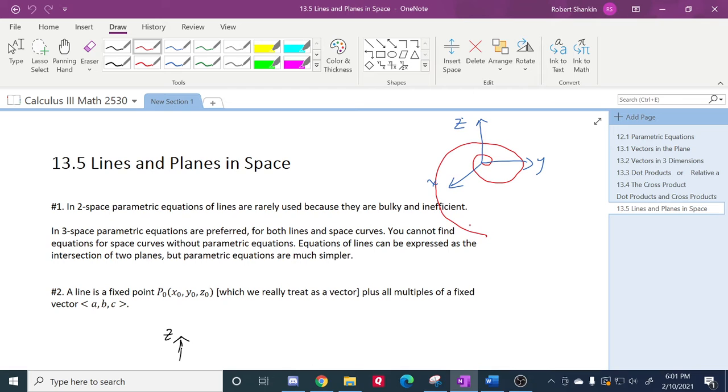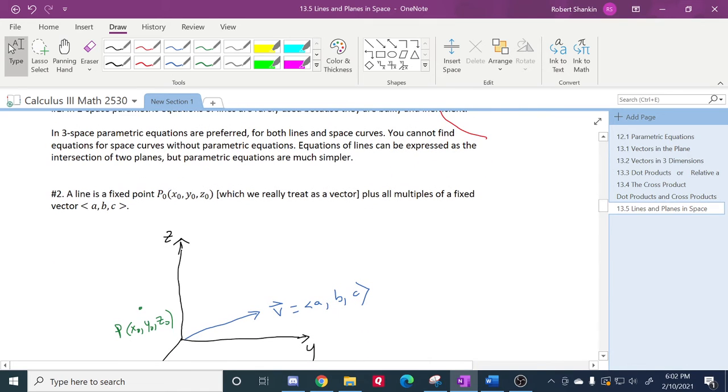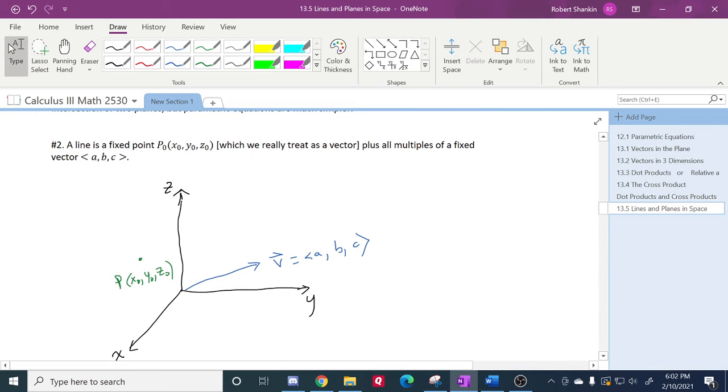All right, so we're not dealing with space curves, but we are dealing with these 2 shapes, lines and planes. And we're going to start with a line in 3 space. How do we come up with the equation of a line and so on? All right, we're going to start with the definition of a line. A line is a fixed point P0, which we'll really treat as if it's a vector, plus all multiples of a fixed vector.